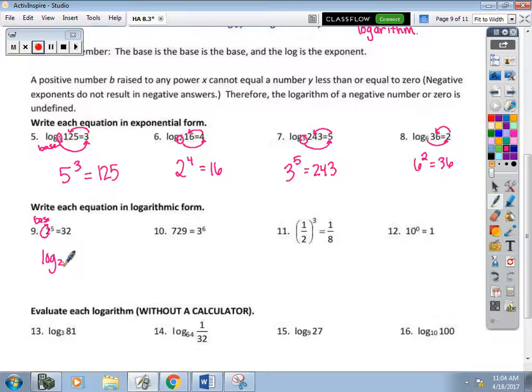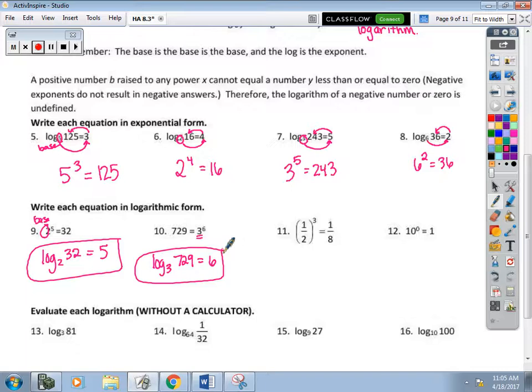Now is it going to be of 5 or of 32? Of 32. Very good. The other side, they flip-flop kind of, just like an inverse would, equals 5. Now, check it. You can always check logarithmic. 2 to the fifth equals 32. Using your little rotation, you can see that it would get you back to your exponential form. So the next one, the base is 3. So this would be a log base 3 of the big number, 729, equals 6, equals the exponent.